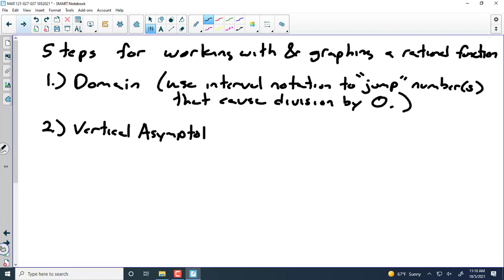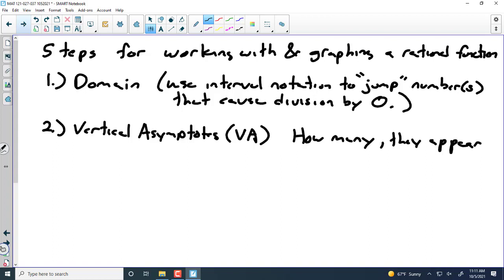Vertical asymptotes. How many? They appear on the graph as dashed vertical lines. So we're going to figure out how many of these vertical asymptotes one of our rational functions has, and then we're going to put them in as dashed vertical lines. I will tell you how to figure out how many we have in a moment.